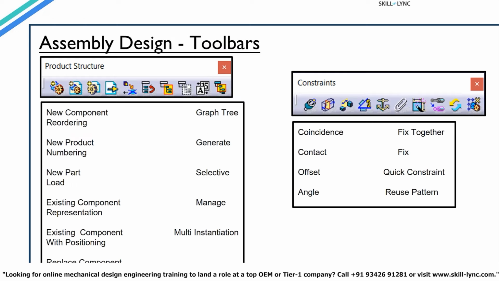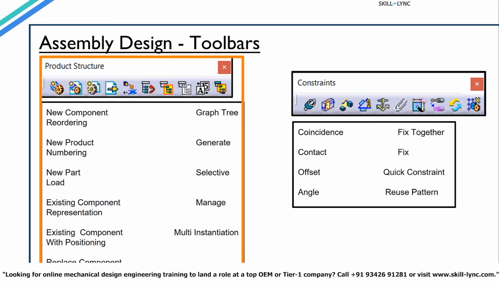Let's take a quick look at the toolbars and the associated commands in the assembly workbench. Some of the toolbars that are accessible in the assembly workbench are product structure tools, constraints, move, assembly features, scenes, etc. Product structure tools toolbar helps with inserting or replacing with new or existing entities like a part or a product into the assembly.